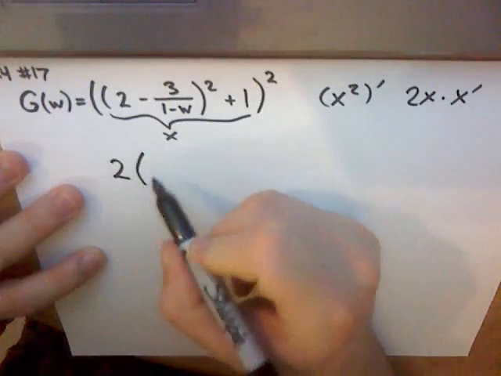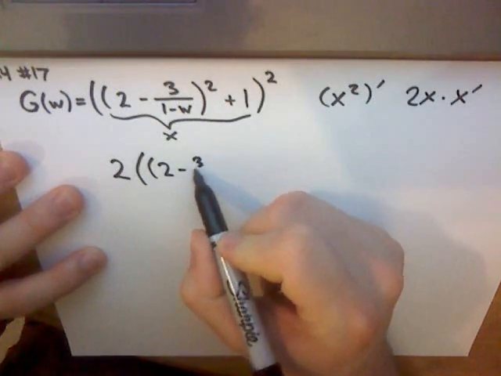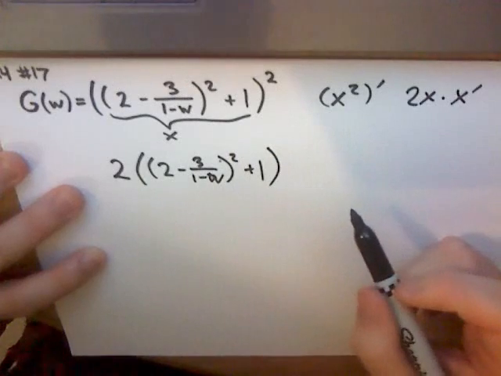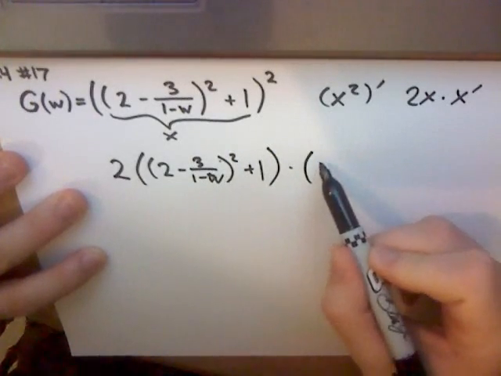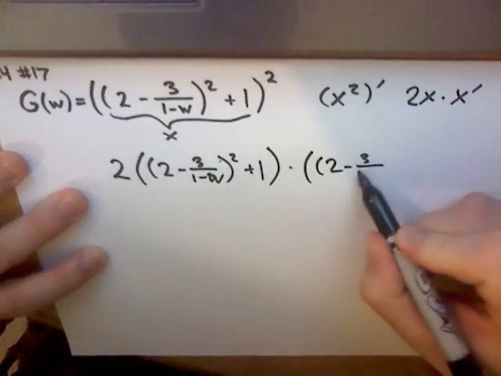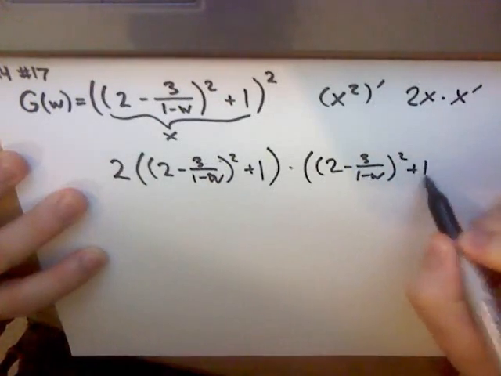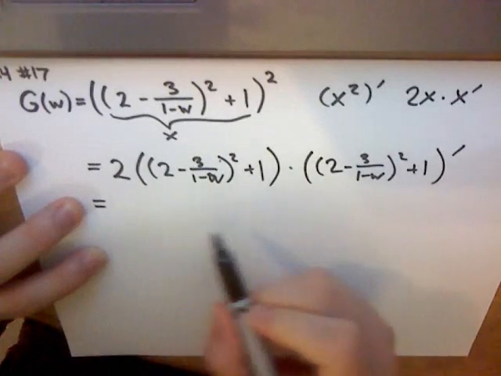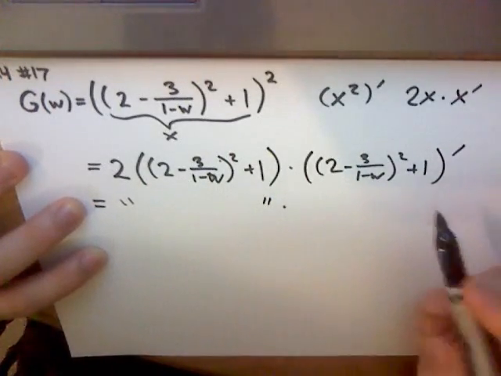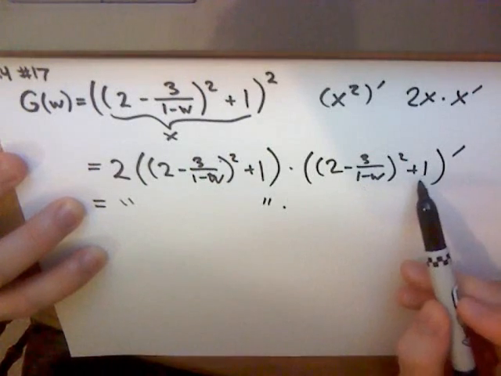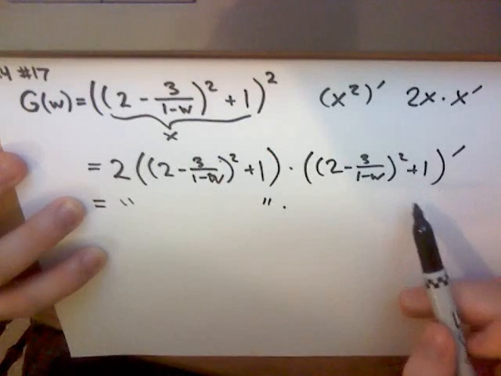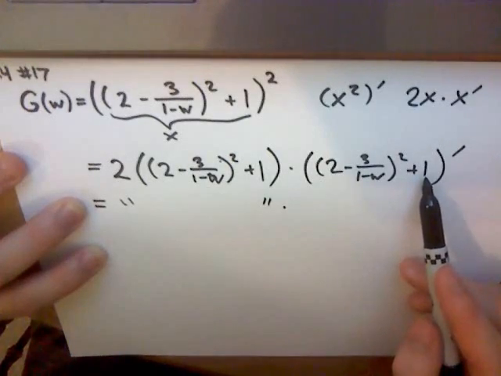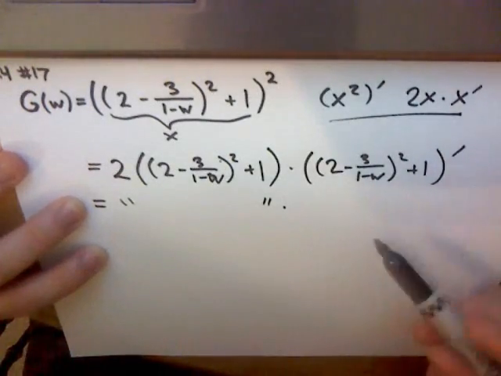So we get 2, and then what's inside, 2 minus 3 over 1 minus w squared plus 1, times the derivative of everything that's inside. So this is the same, and we need to calculate the derivative of this. Well, we know that adding some constant just gets killed when we take the derivative, because the derivative of some constant like 1 is just 0. And so the derivative of this, we do the same rule again.